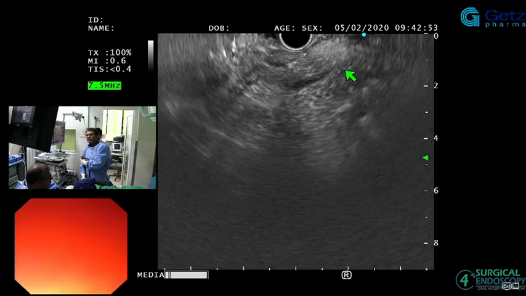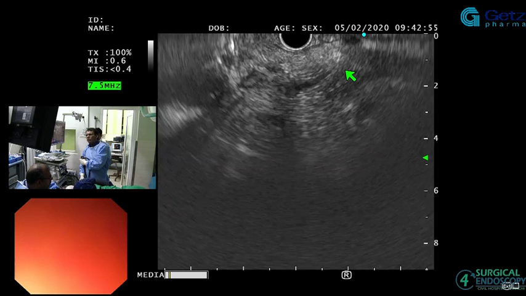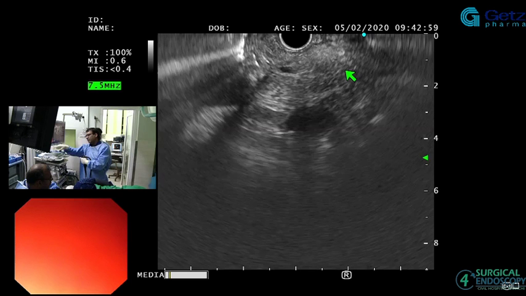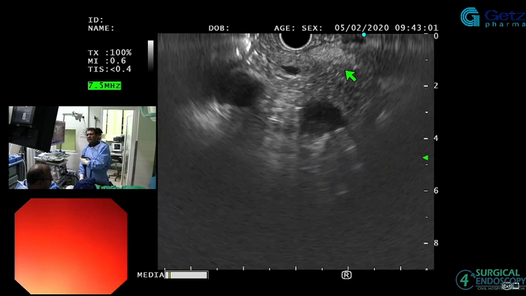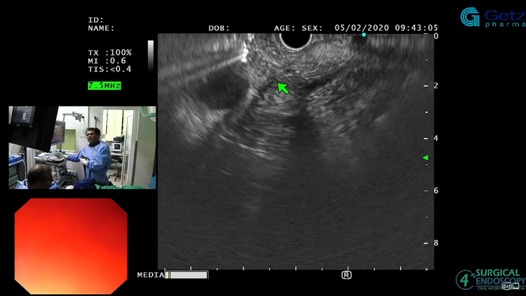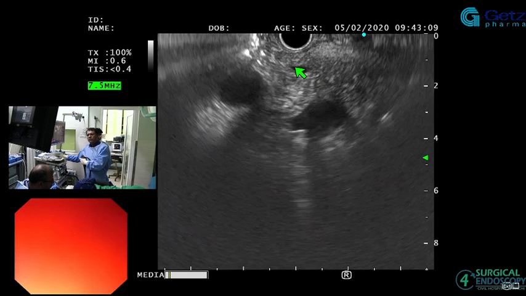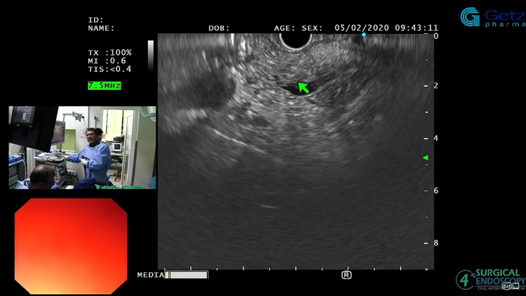I let it go because both the ducts are going towards the ampulla very nicely. You see that, very nicely right here. Yep. And this is the duodenal wall. You see the duodenal wall? Yep. And the bile duct goes all the way to the duodenal wall to the ampulla, and the pancreatic duct all the way to the wall right there. That's the black muscularis propria. Okay.